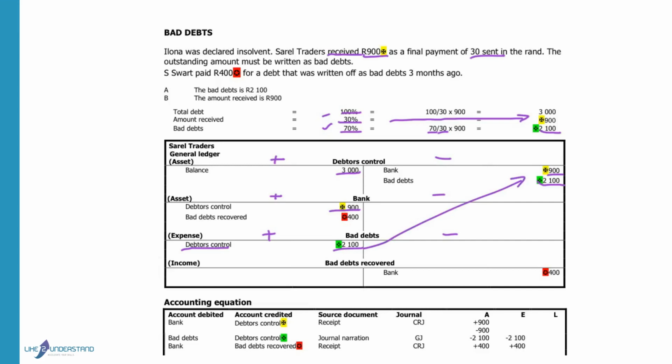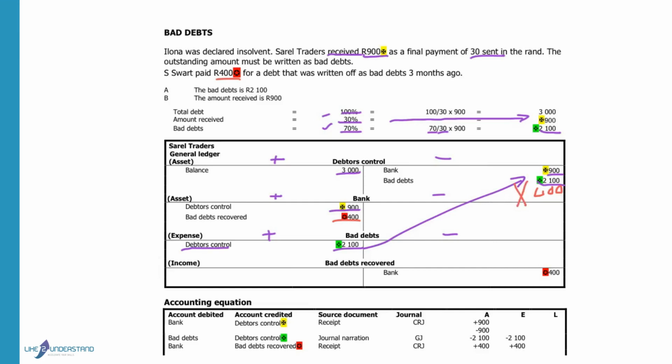Swart paid 400 for a debt that was previously written off as bad debts. We receive money in the bank, 400. We can't put the 400 in the debtors control because if I record it in the debtors control, what do I create? A creditor, and that means we have to give the money back to him. And we don't have an account for this person anymore because we closed his account. So it will be wrong to put it in the debtors account on the credit side.